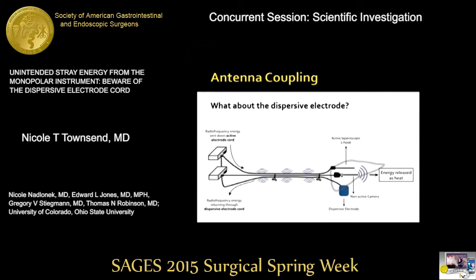So electricity travels in a circuit from the generator to the active electrode, or the Bovie, and then the dispersive electrode, or the grounding pad. And nobody has identified the nature of stray energy transfer in the dispersive electrode and its role in thermal injury. So our hypothesis is that there is equivalent antenna coupling or stray energy transfer from the dispersive electrode as the active electrode. Our specific aims were to identify that antenna coupling occurs, as well as surgeon modifiable factors to reduce stray energy transfer.